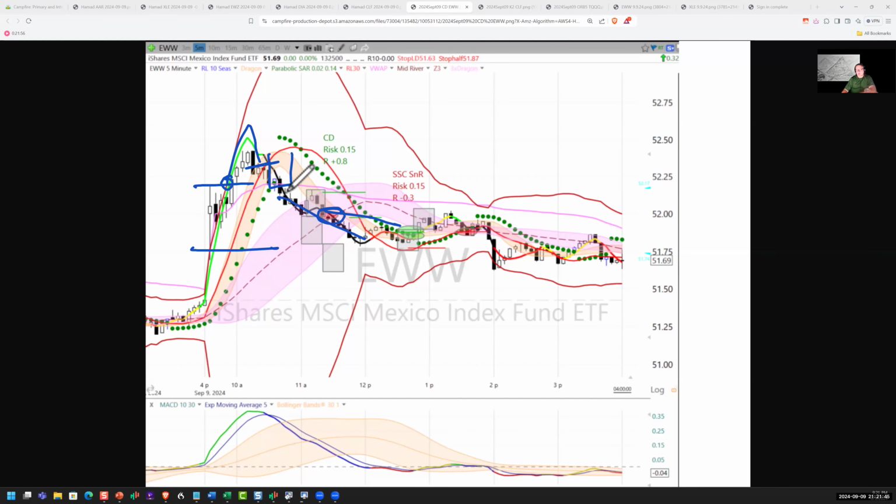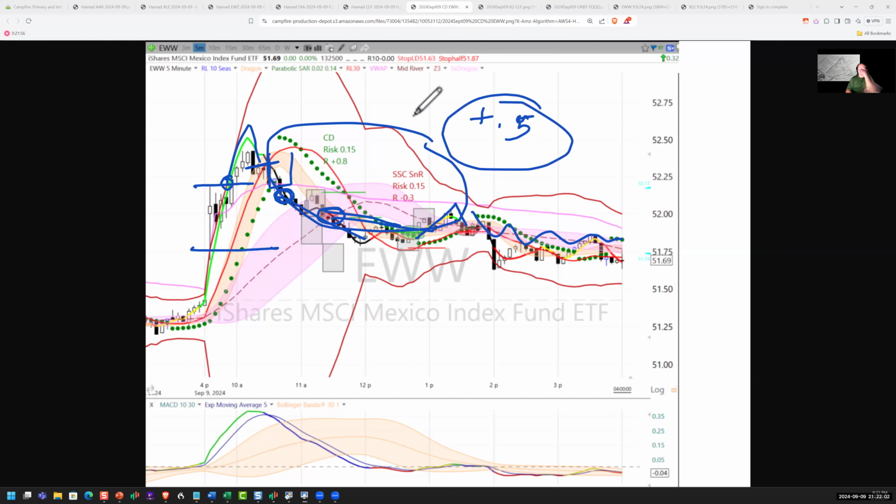There might have been a better entry in here, but that's still pretty good. And then he gets a micro loss on that one, and he stays out of the chop, so that's still pretty good. His net was plus 0.5. And that's about all that you could reasonably get out of that one today.